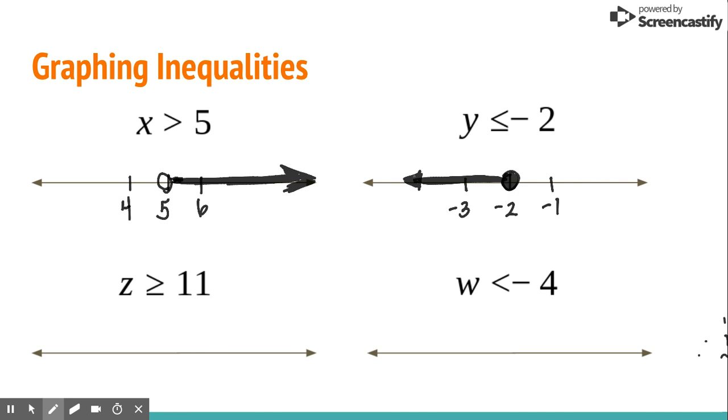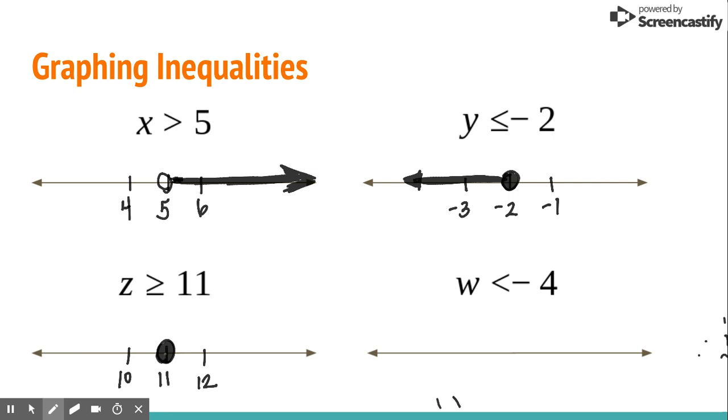Okay. Z is greater than or equal to 11. So start with 11. Add a couple numbers in. 10 is less than, 12 is greater than 11. Put your circle at 11. Now decide, is Z allowed to be 11? Z is greater than or equal to 11. So I am allowed to close that circle.